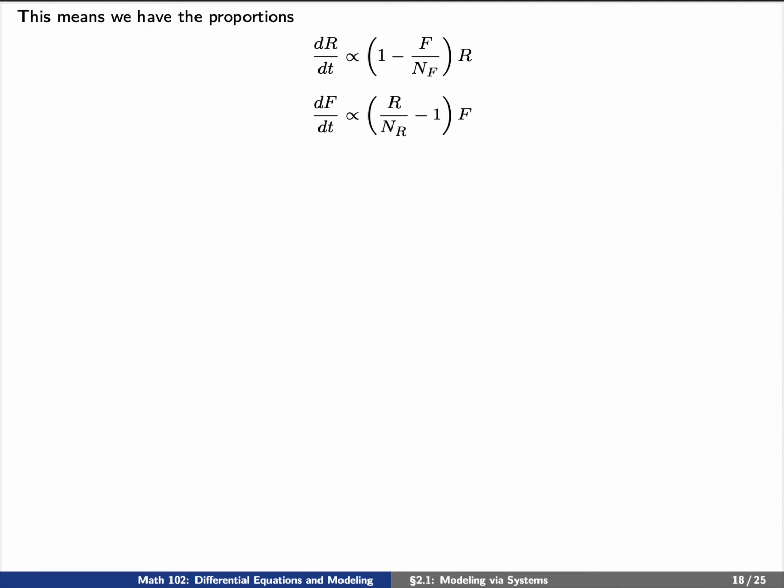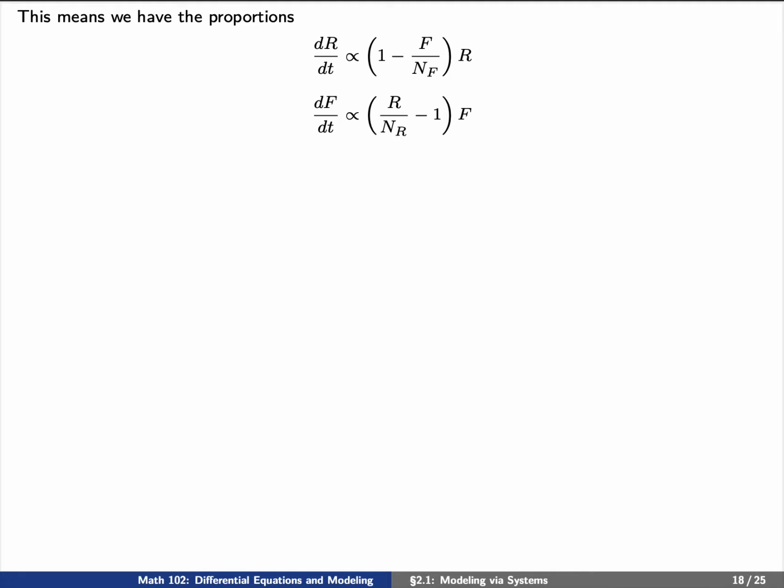Now let's take a look at these factors, 1 minus f over n_f. If f is greater than n_f, that is, if the number of foxes is very large, the foxes will hunt the rabbits, and then we expect dr/dt to be negative. So if f is greater than this number n_f, then we expect dr/dt to be less than 0.